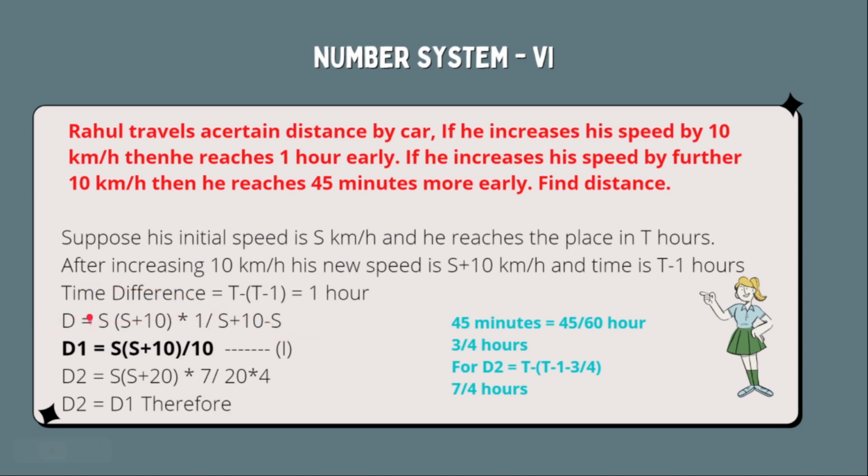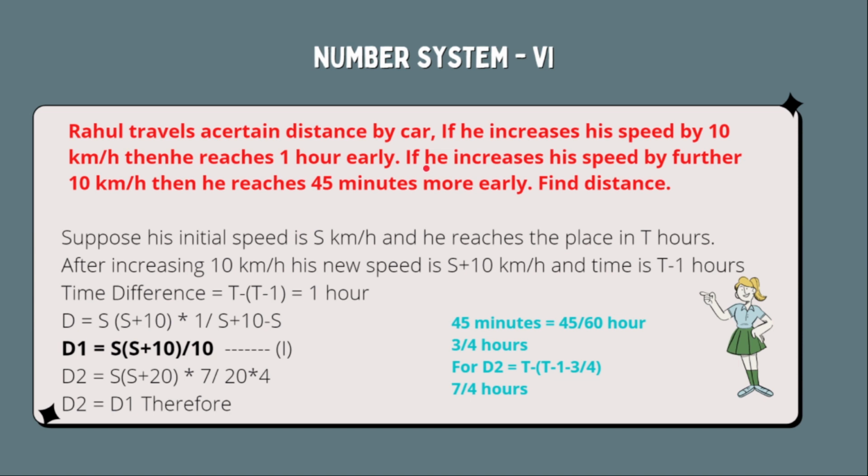Okay, time difference is t minus 1, that is equal to 1 hour. Okay, d equal to x into y into t divided by x minus y. This is the formula. So d equal to x, which is s, and y, which is s plus 10, into time, which is 1 hour, divided by x minus y. X is s plus 10 and y is s. So s plus 10 minus s. Now d1 equal to s into s plus 10 divided by 10. You have to solve it.